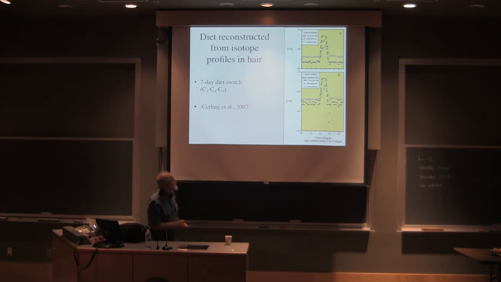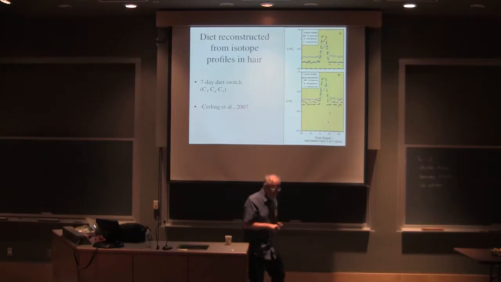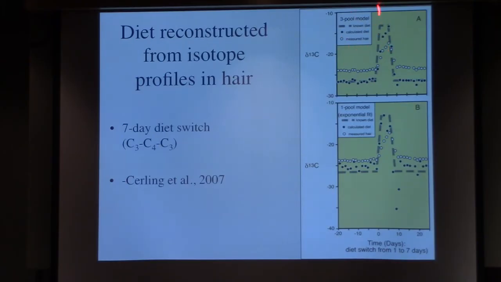So this is some different horses that we did in which we thought, okay, well, let's apply the model. So here's just, again, some horses that we had a 7-day switch in, and we chop up the tail hair, that's these white dots, and the black represents what we calculate the instantaneous diet was based on the isotope sequence. And we'll just fit it with a 3-pool model using this other data that we'd collected, and we'll just do it with a 1-pool exponential fit, which is the previous way of doing it.